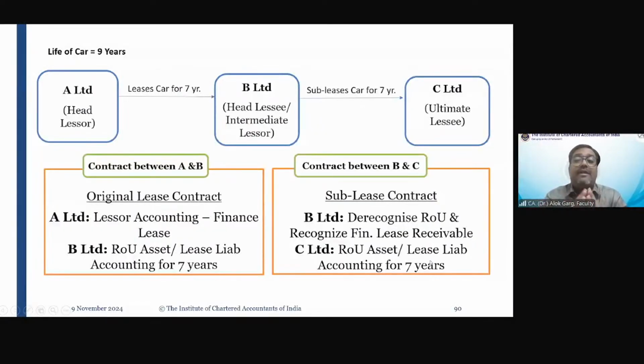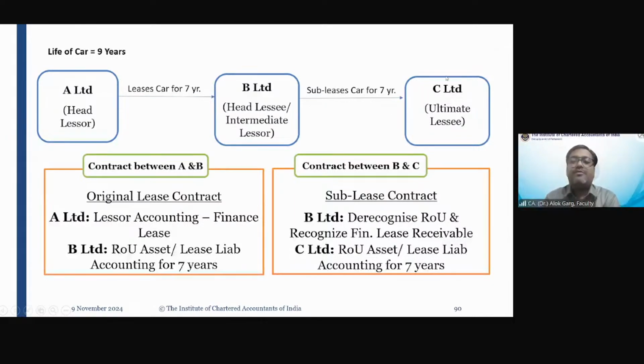Correct. So B will de-recognize ROU and B will recognize finance lease receivable. But what happens if B leases out only for part of the period? If it is a finance lease, B will de-recognize the partial ROU for 5 years only, not the entire ROU. But in this case, B has subleased for the entire period of ROU. So it will be a finance lease and B will de-recognize the entire ROU and recognize the finance lease receivable.